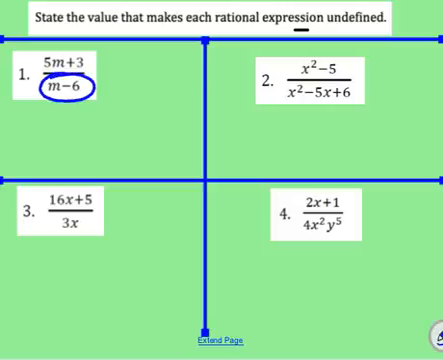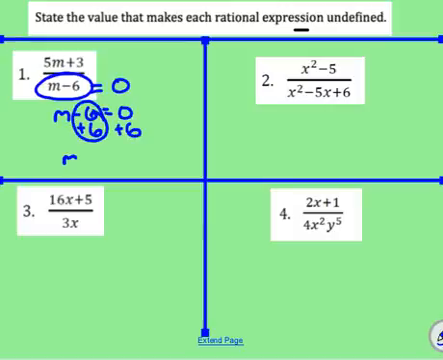Alright, so I look at this. If m equals 0, 0 minus 6 is negative 6. That's not a value that we're dividing by 0, so m can equal 0. So what you want to do is take the denominator and set it equal to 0. Because m minus 6 equals 0, you add 6, m cannot equal 6 is what you're going to want to write on your quiz.